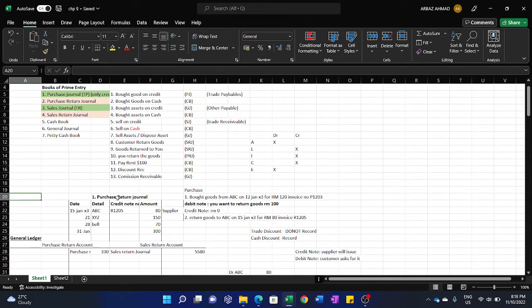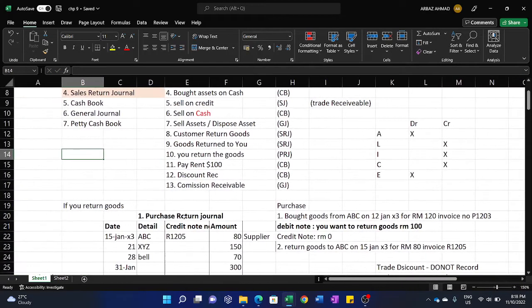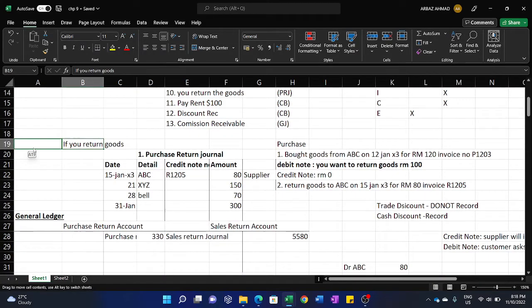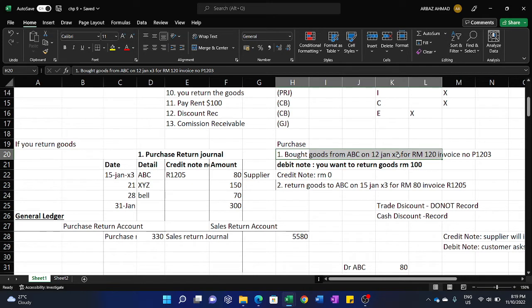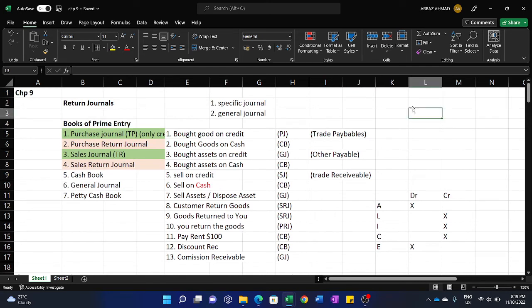So if you return the goods, that's going to be the purchase return journal. So if you bought the goods on, let's say, this date, and then you return the goods, but before that, there are a couple of terminologies. So let's look at page 77.